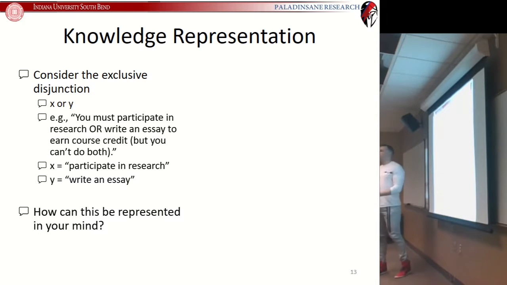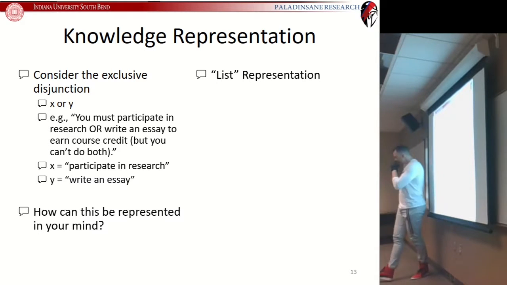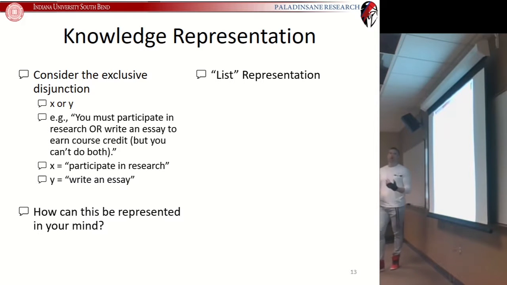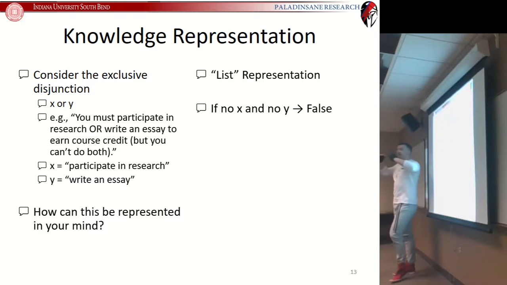So we understand this. This means that it's part of our knowledge. So how can this be represented in your mind? If it's part of your knowledge, it's represented somewhere in your mind, how is this exclusive disjunction represented in your mind? Well, one possibility is that it's represented as a list. It's represented in propositional form. So you might have just a list of possibilities that indicate whether or not you followed this rule.